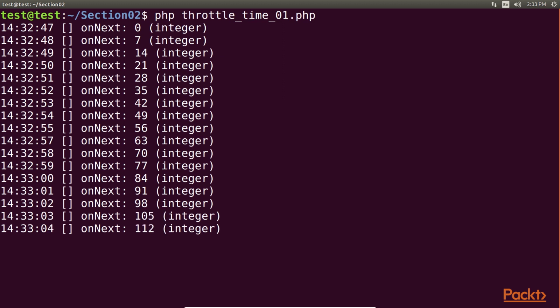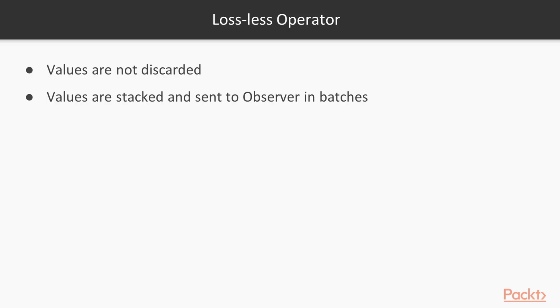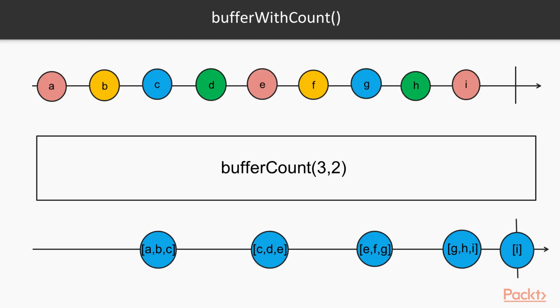In RxJS 5, typical lossy operators are audit, audit time, throttle, throttle time, debounce, debounce time, sample, and sample time. In RxJS 4, we also have the pause operator. Lossless operators are those that don't discard any values. Values are just stacked and sent to observers in batches. In RxPHP, we can use the buffer with count operator that takes as an argument the number of items stored in the buffer before emitting them to the observers. We can also specify the number of items for the beginning of the previous buffer we want to skip. The marble diagram explains the buffer count operator very well.